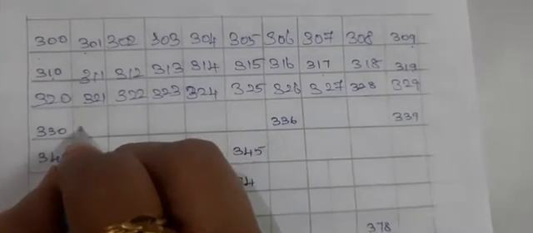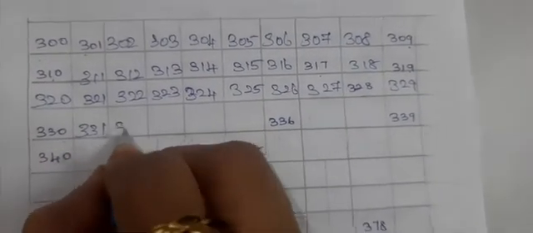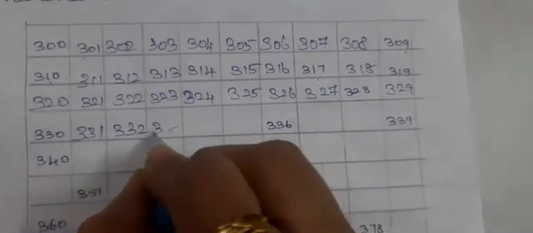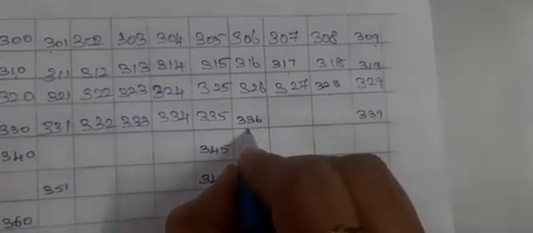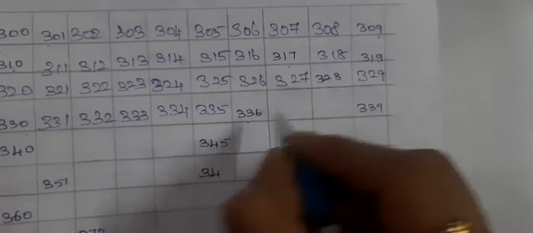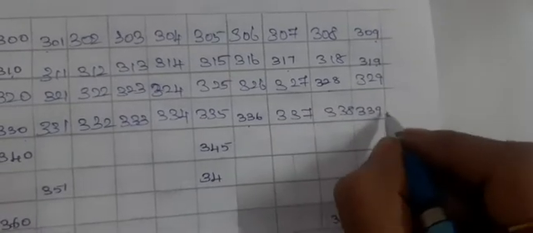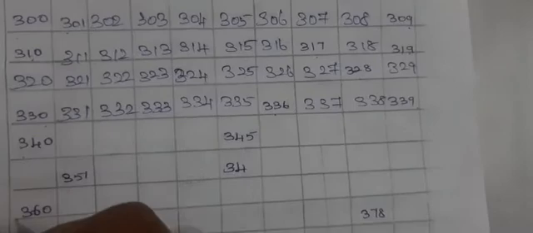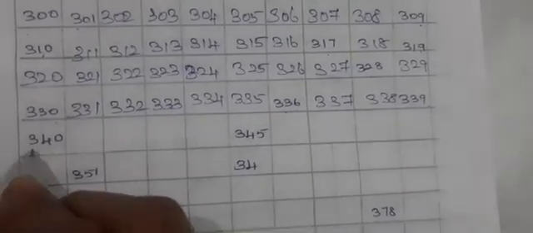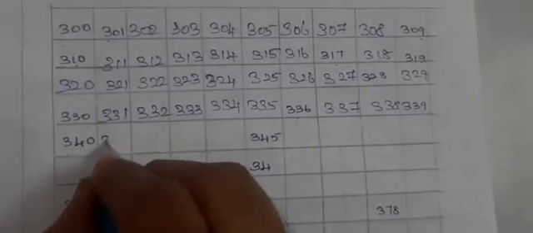The next number is 331, 332, 333, 334, 335. They have given 336. So what is the next number of 336? 337, 338, 339 and 340 they have given. So what is the next number of 340?